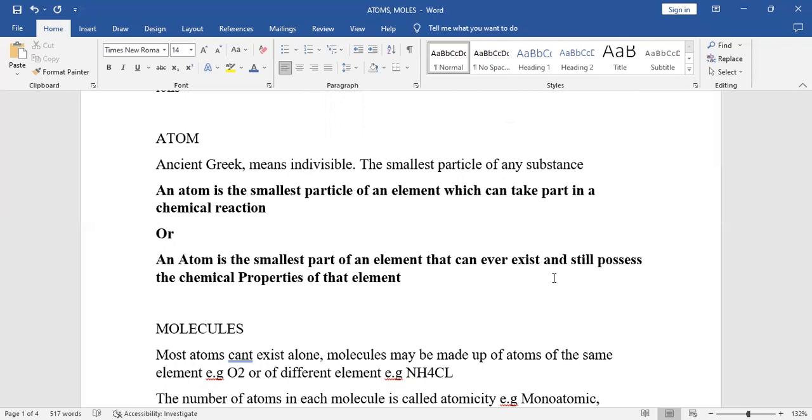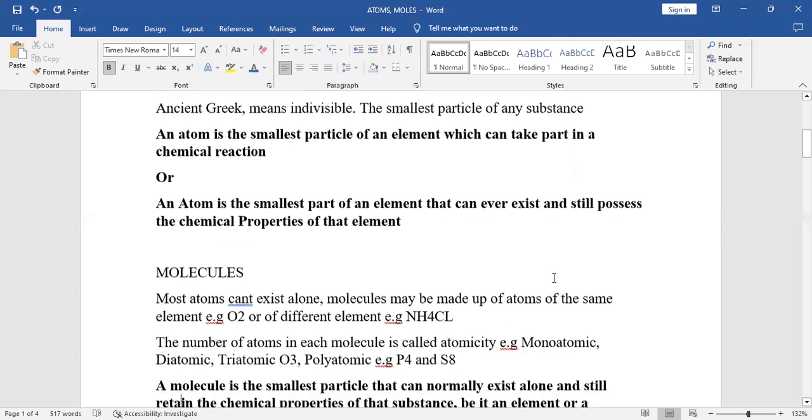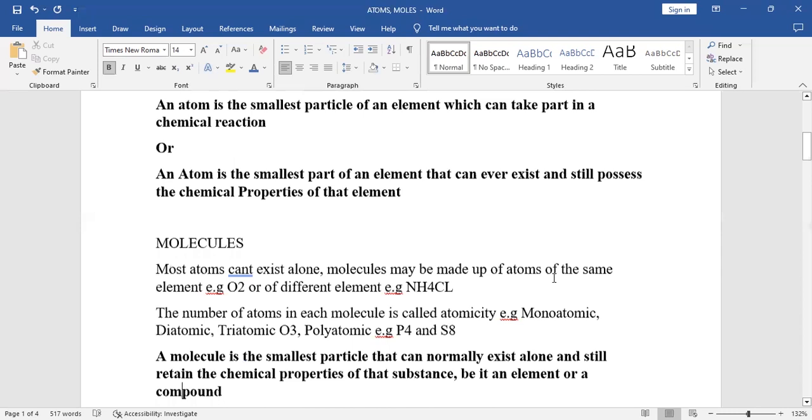We talked about elements in our last class. So we can have an oxygen atom, a hydrogen atom, a nitrogen atom, and so on and so forth. If we understand that an atom is the smallest part of an element, then we can move to the next form, which is molecules. What are molecules?